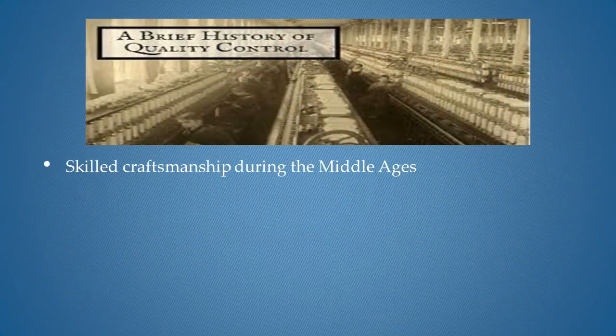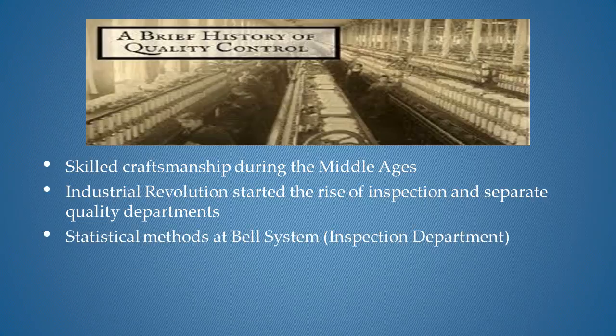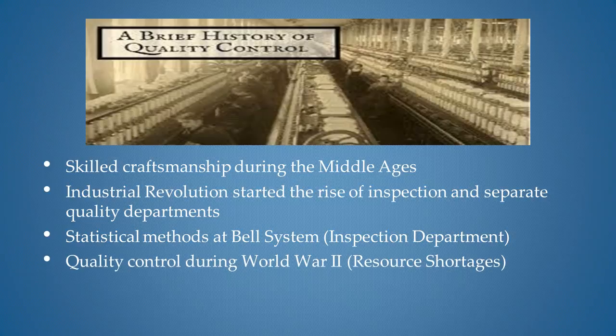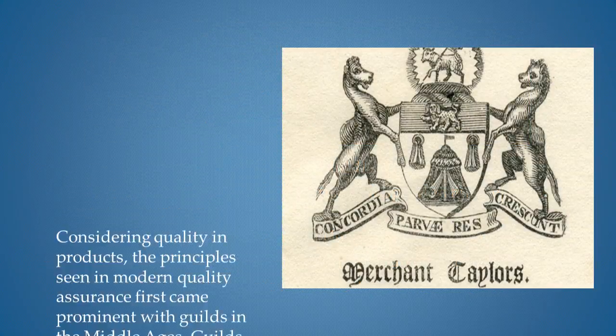A few highlights of the history of quality control include skilled craftsmanship during the Middle Ages. The Industrial Revolution started the rise of inspection and separate quality departments. Statistical methods at Bell Systems included an inspection department. Quality control during World War II due to resource shortages. Walter Shewhart in 1924 introduced statistical control chart concept.